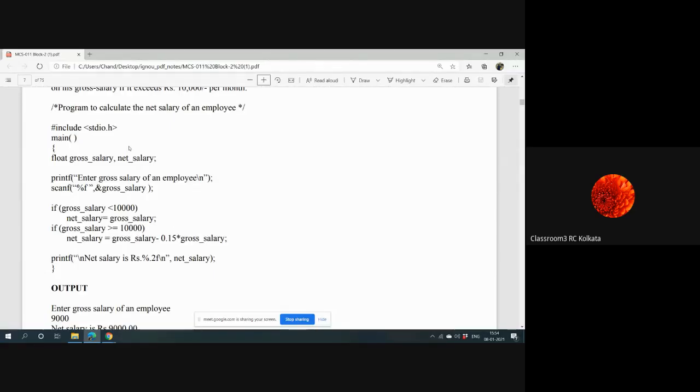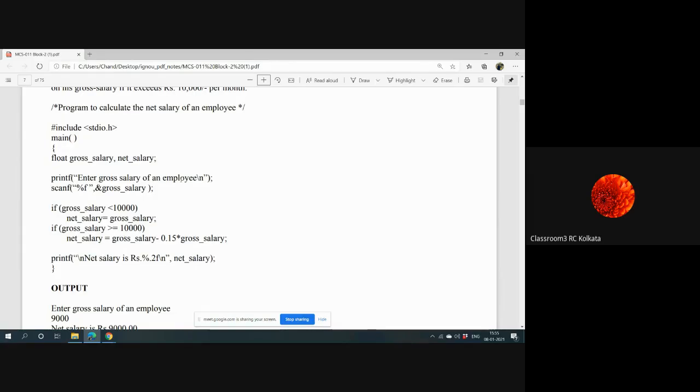how will the compiler run the program? The compiler will come to main. It will see that there are two variables declared, one is gross salary, one is net salary. No values are given to either variable; both of the variables are vacant. Then the compiler sees a statement, an expression, that says enter gross salary of an employee.